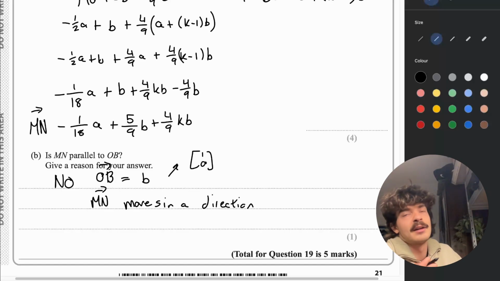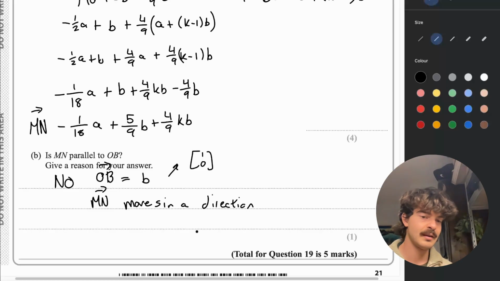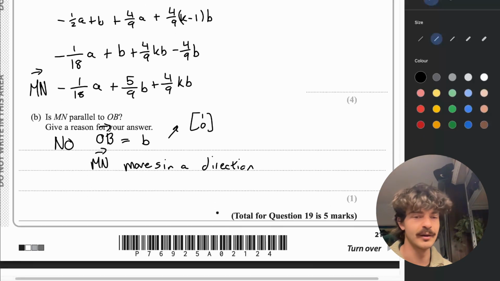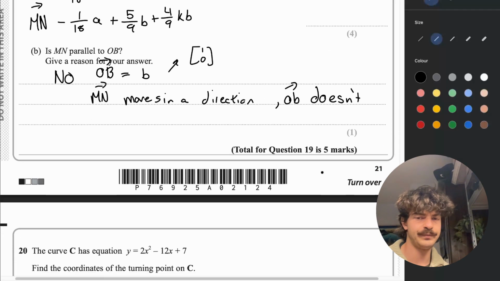It's kind of like, think about it on your two-dimensional plane or on your graph. If something's moving only to the right or to the left, and you've got another vector that's moving very slightly up or very slightly down, it can't possibly be going parallel. I think this would be a good enough explanation. So MN moves in the A direction. OB doesn't. Cool.